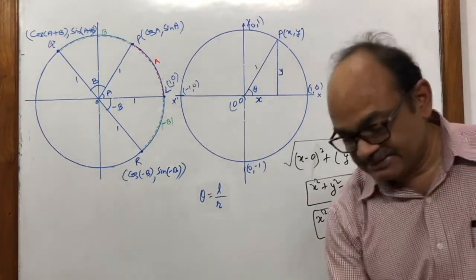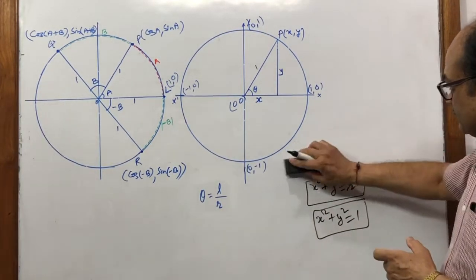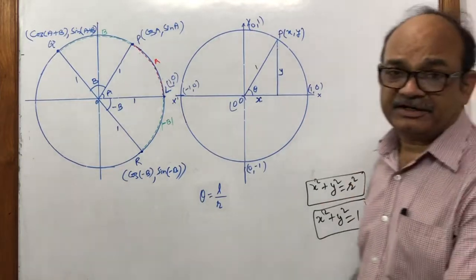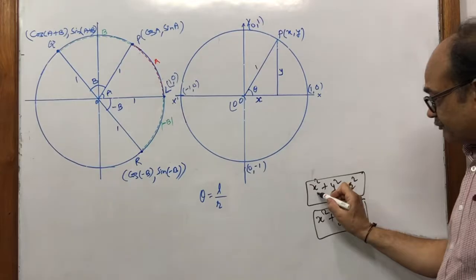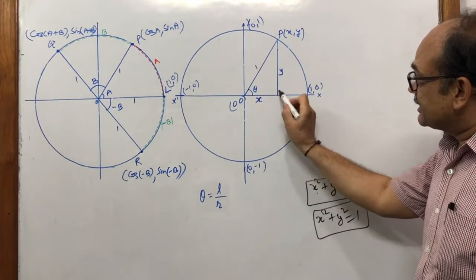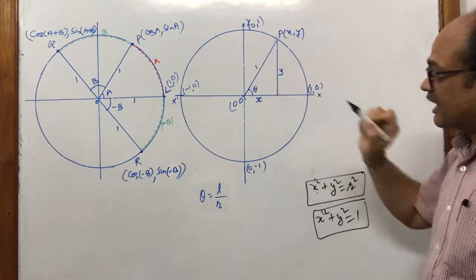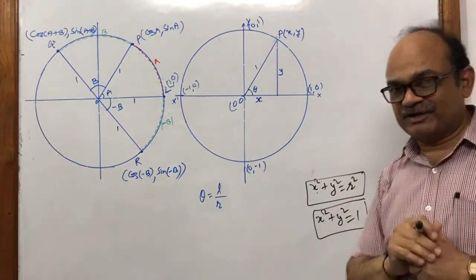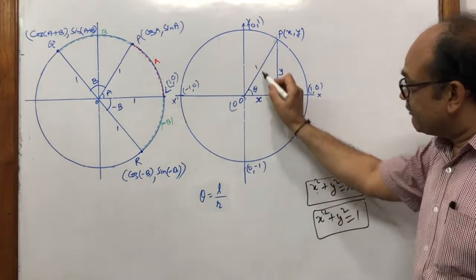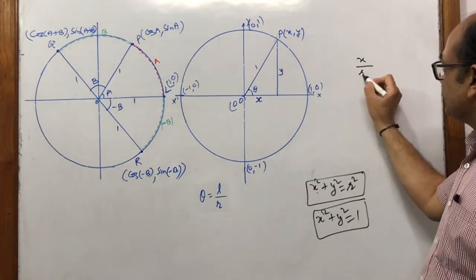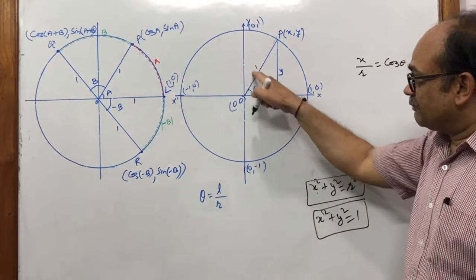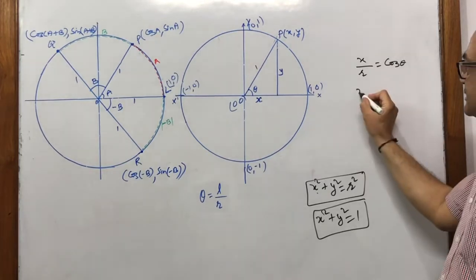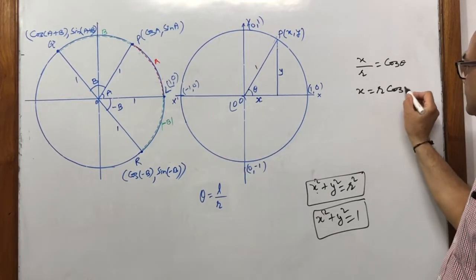The second concept is the parametric form. What is the parametric form of the circle? If this one is x, this one is y, and the radius is r, you know simple trigonometry of class 10th: x divided by r equals cos theta, base upon hypotenuse. Hence, x equals r cos theta.